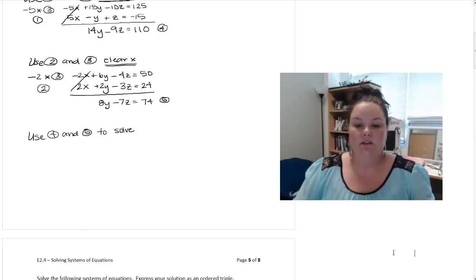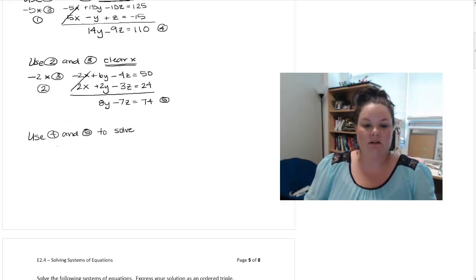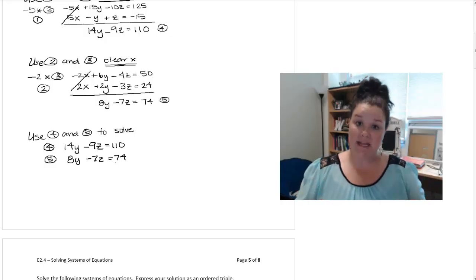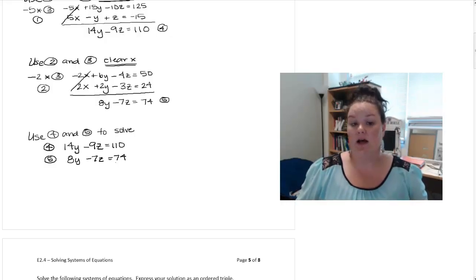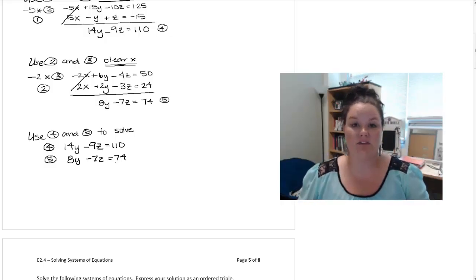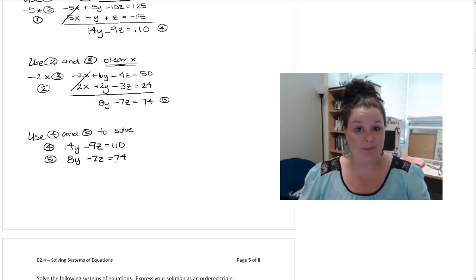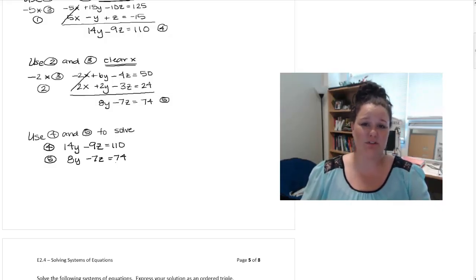All right. So equation number 4, I'm just going to write them here. Number 4 is 14y minus 9z is equal to 110. And equation number 5, the second one we came up with, is 8y minus 7z is equal to 74. Okay. Now I want to do the same idea here. I want to clear a variable. I can either clear y or I can clear z. The y numbers are a lot bigger, so I'm going to pick z just because the numbers are smaller.